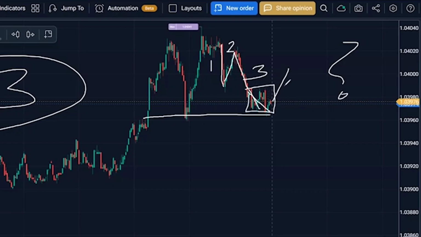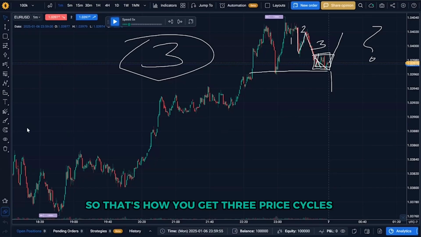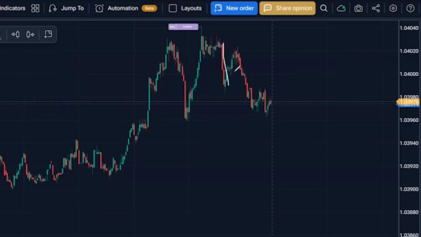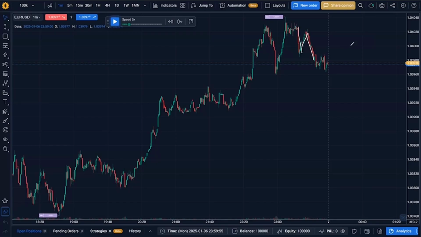Price and time, 1 price cycle, back up. This is not a price cycle. This is a price and time event that at the end, you'll get a price cycle up or down. So that's how you get 3 price cycles. 1, 2, 3. That's how you get 3 price cycles. 1 down, 1 up, 1 down. That's usually how the market runs.